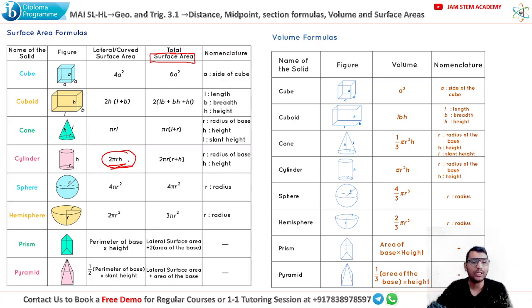Both top and bottom are circles, right? So we can add the 2 times pi r squared area, which comes out as 2 pi r times (r plus h). So in this way you can calculate the surface areas.